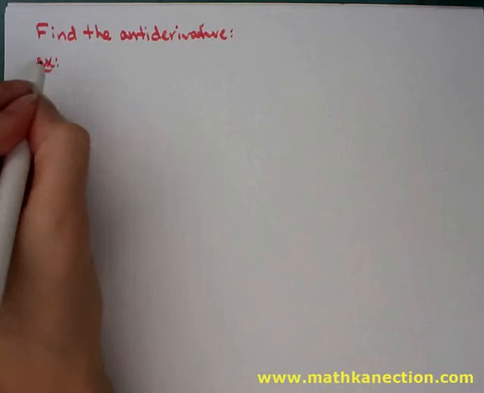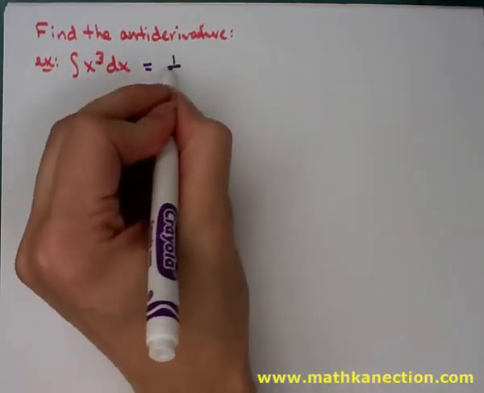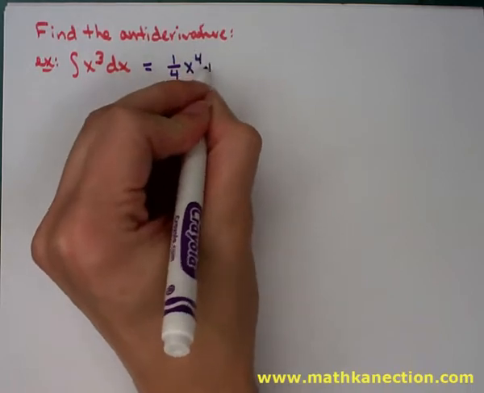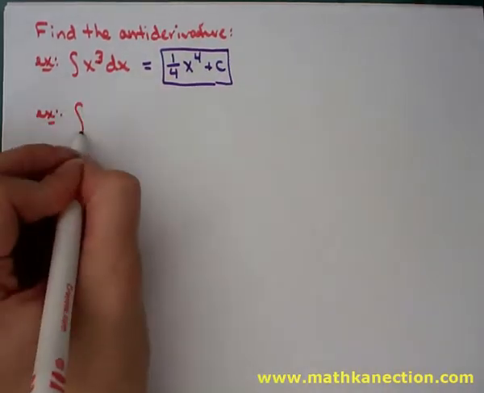For the first example of finding the antiderivative, we're going to look at the integral of x cubed dx, which adding 1 to the exponent would make x to the fourth, and the new coefficient would be 1 over 4. So 1 over 4 x to the fourth plus c.